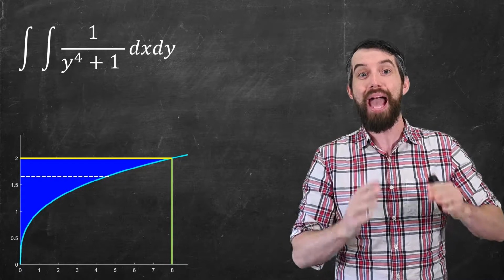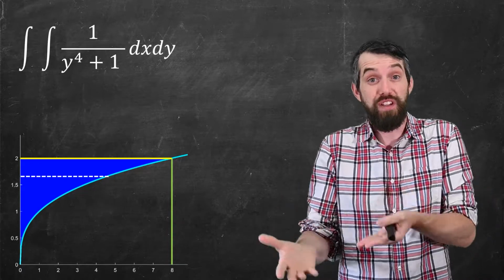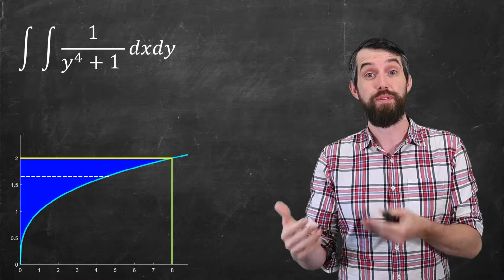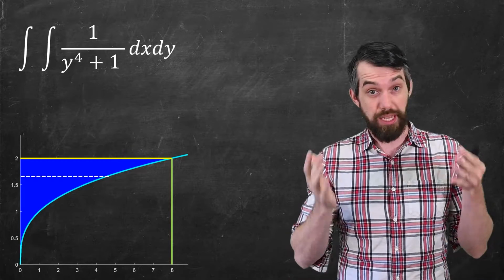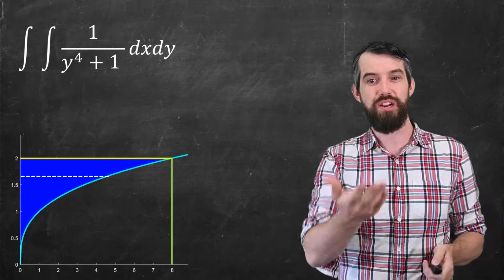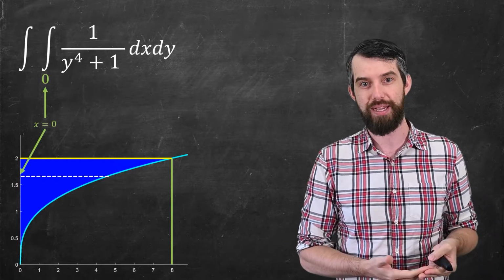I'm integrating with respect to x first. That's why I'm using these horizontal strips. So I have 4 numbers to fill in, the lower bounds and the upper bounds for each of these 2 integrals. Let's do the one with respect to x first. So the lower bound with respect to x, the inner integral, well, what's the smallest value of x that we see here? Well, it's just going to be the value of x equal to 0. That's the lowest possible value of x.